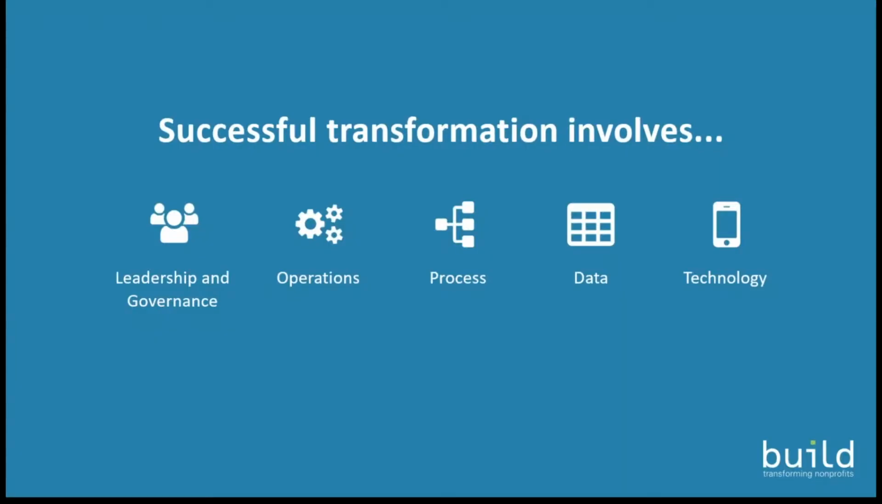And successful transformation involves a variety of things which you can see on the screen here: leadership and governance, operations, process, data, and technology. And technology is deliberately put last because if everything upstream of that isn't properly attended to, then the chance of technology failure is much higher. And in fact, nonprofit technology projects in the sector fail at a rate of over 50%.